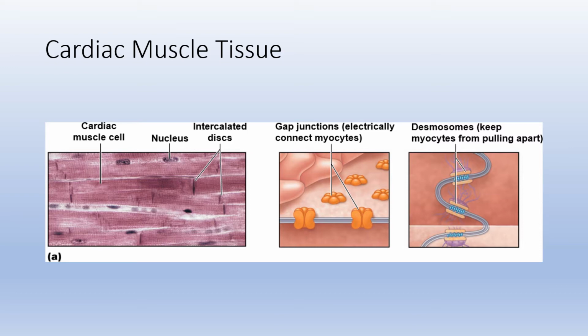Remember, an intercalated disc includes 2 components. The first was the desmosome. This is the glue that holds neighboring cells together. And the second component was a gap junction, or a space, which allows for the passage of ions between cardiac myocytes.